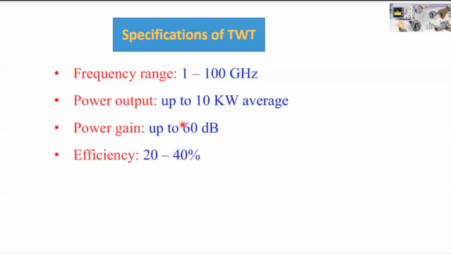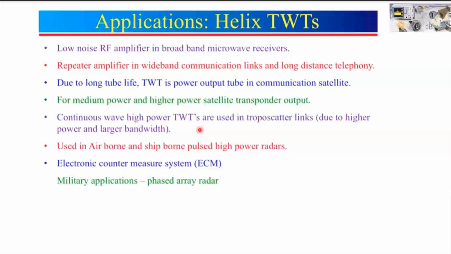So generally the maximum power gain given by this slow wave traveling wave tube is around 60 dB. So generally the question asks, when you are using a helix as a slow wave traveling wave tube, what is the power gain? Power gain is achieved up to 60 dB. This is an important point which has to be remembered here. You can see efficiency more or less is up to the level of your reflex klystron and two cavity klystron.